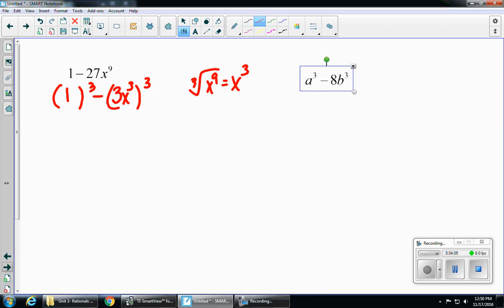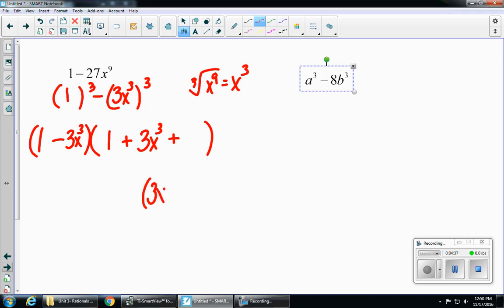So once again, I'm going to set up my binomial and my trinomial. Using SOAP, I'm going to input my signs. Same sign, opposite sign, always positive. So the first parenthesis, that binomial factor, is nice and easy. 1 and 3x cubed go right down. Now I need to use square, multiply, square. So 1 squared is 1. 1 times 3x cubed is 3x cubed. And now I need to do 3x cubed squared.